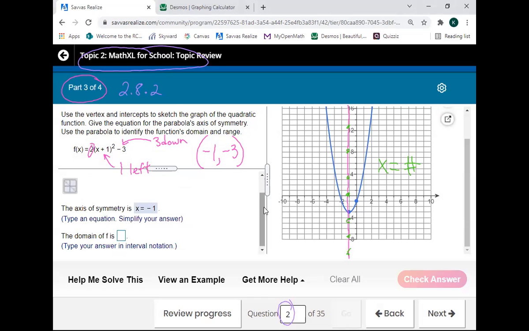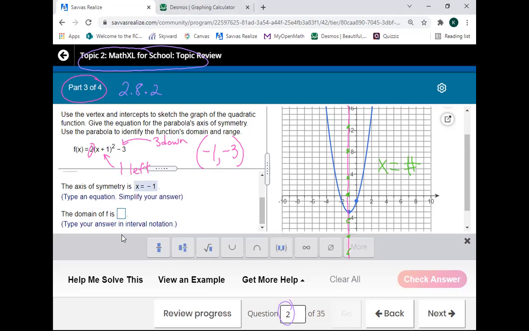Fantastic. And the domain. So the x values here, where do you see the x values? They go forever to the left because of parabola, and forever to the right. So it's actually any number. So for my domain here, I'm going to use their ordered pair button. It's not really an ordered pair.